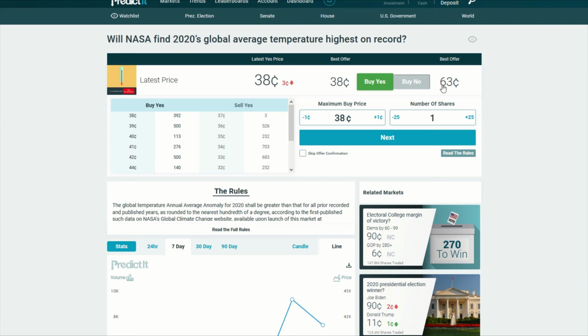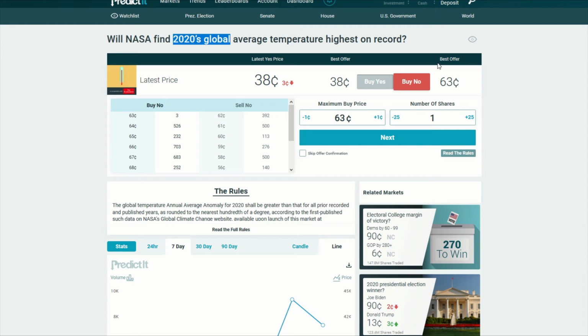So as you can see, based on the numbers that we're seeing here, 63 cents to bet that no, 2020 will not be the hottest year, and 38 cents to bet that it will be. So 63% chance that the answer is going to be no, and 38% chance that it's going to be yes. Since there's a higher probability of no, and the price of a share can go up to $1, the maximum you can win from this in terms of money is 37 cents.